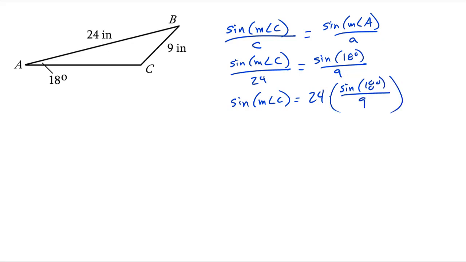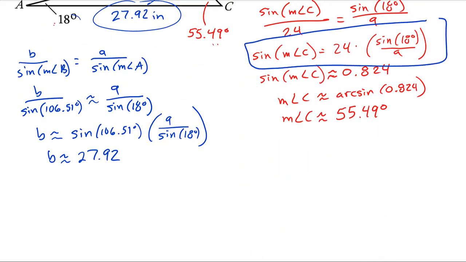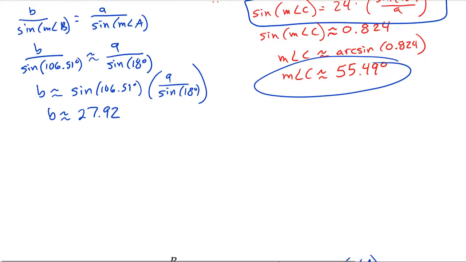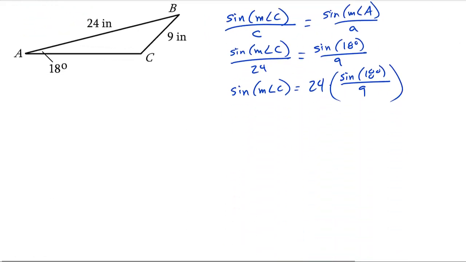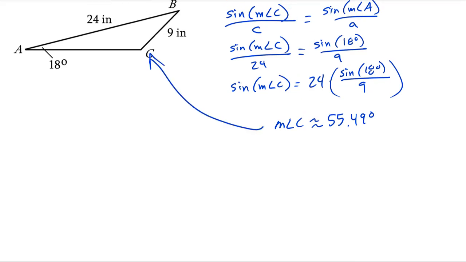Before I do any calculations, come back up here and see that we actually get the exact same statement that we got in the first case. So when we finish this off, we're going to find the same result. It's going to tell us that angle C is approximately 55.49 degrees. But that can't be, because angle C is an obtuse angle. And this is clearly the measure of an acute angle. So we have a problem.